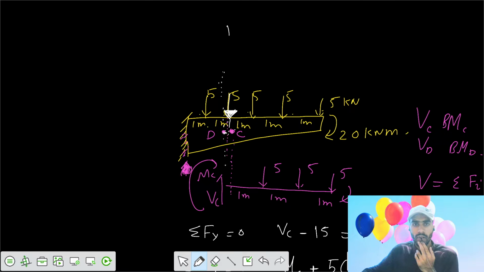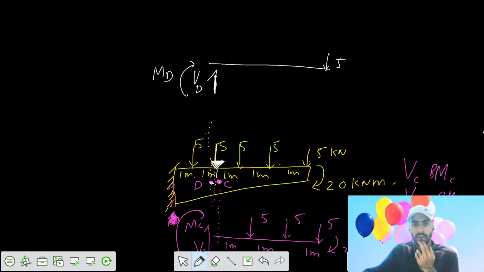So if you have this section D, let's say here the shear force is Vd, and the moment here is bending moment D. Then your loading is 5 kilonewton here, and a 20 kilonewton meter clockwise moment, and 5 here, and 5 kilonewton also here. Now we want to check the effect of this concentrated load. This was your 1 meter length, this was 1 meter and 1 meter.